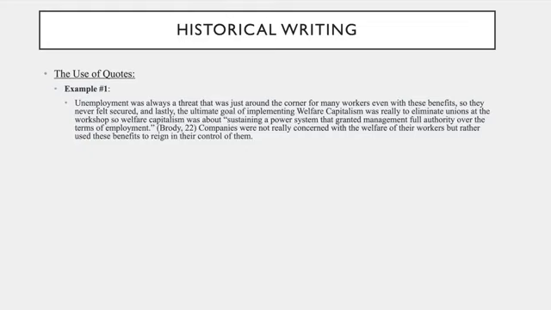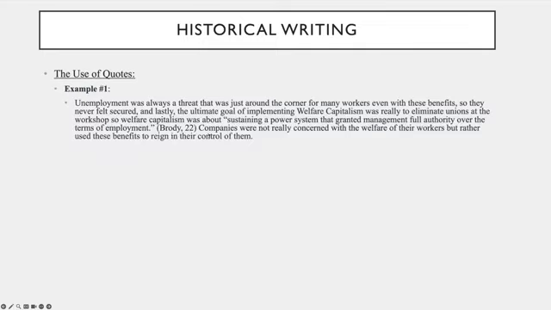So this first example is about this idea called welfare capitalism. It focuses on the 1920s. Basically, companies are trying to keep out unions at this time. So it says, unemployment was always a threat that was just around the corner for many workers, even with these benefits. So they never felt secure. And lastly, the ultimate goal of implementing welfare capitalism was really to eliminate unions at the workshop. So welfare capitalism was about, quote, sustaining a power system that granted management full authority over the terms of employment, unquote. Then it has a citation.